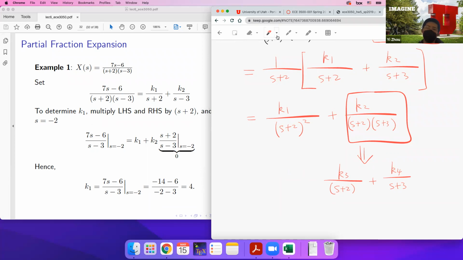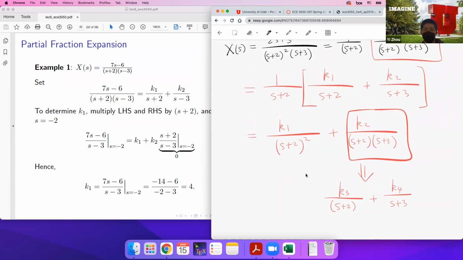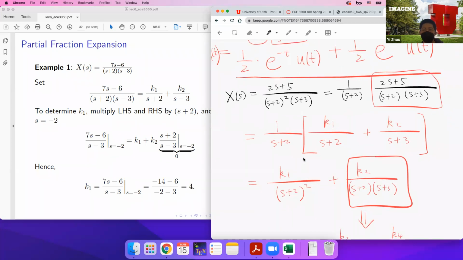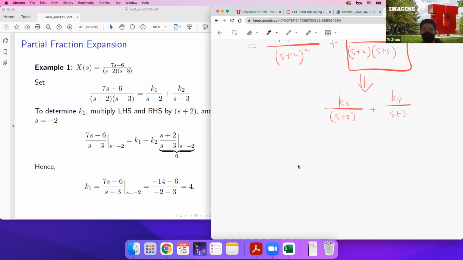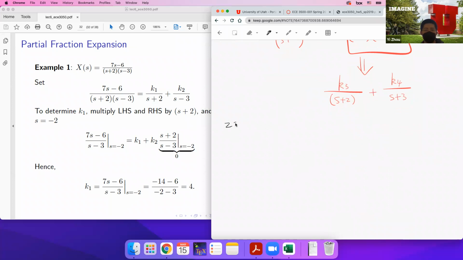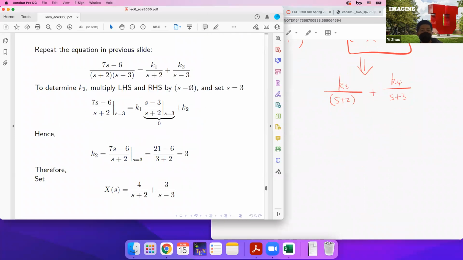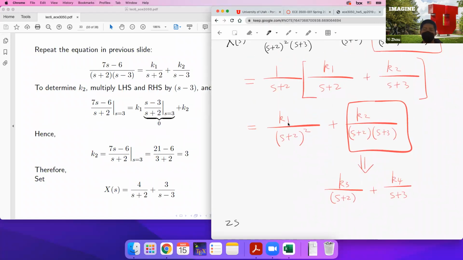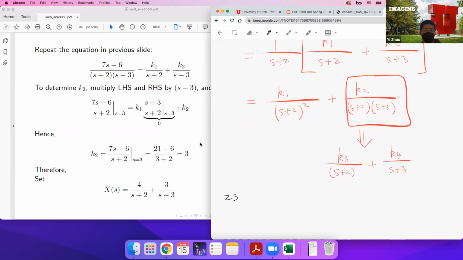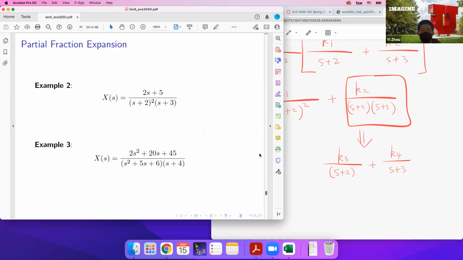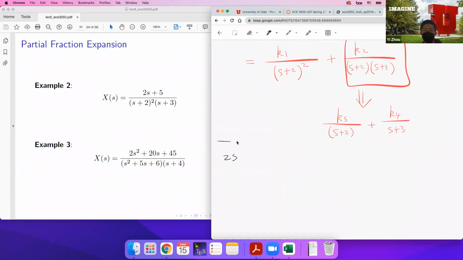Okay, or let's follow another easier step. We can directly decompose it into this form and then just compare the coefficients. So let's actually do this.